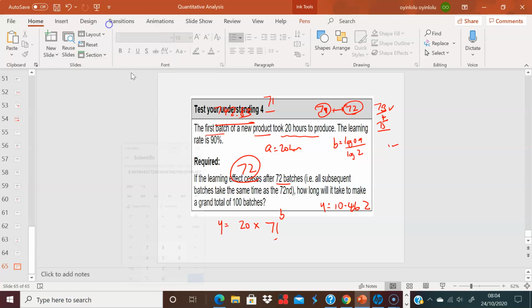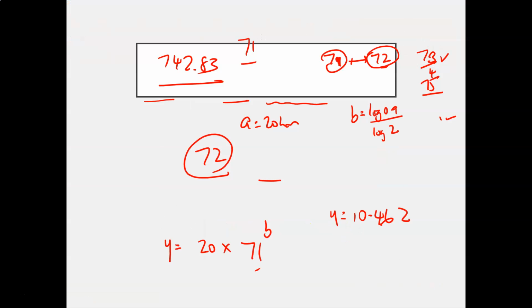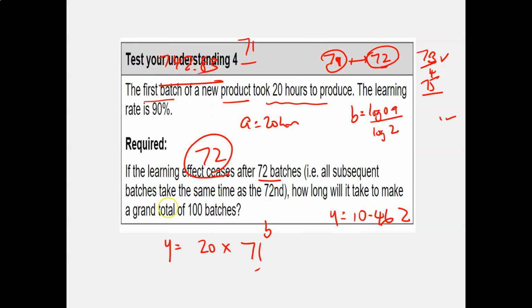I'll just kind of close this and come out here, 8.86. So it's taking basically 8.86 minutes to make the 72nd unit. And really the question is, how long does it take to make a grand total of 100 batches? Well, I know the time it takes to make the first 72 batches, the total time. I think it was 7. Oh, I'll just add that. Let me just find that out again.